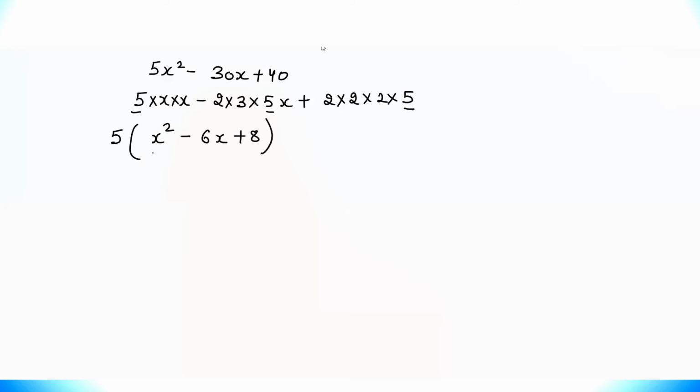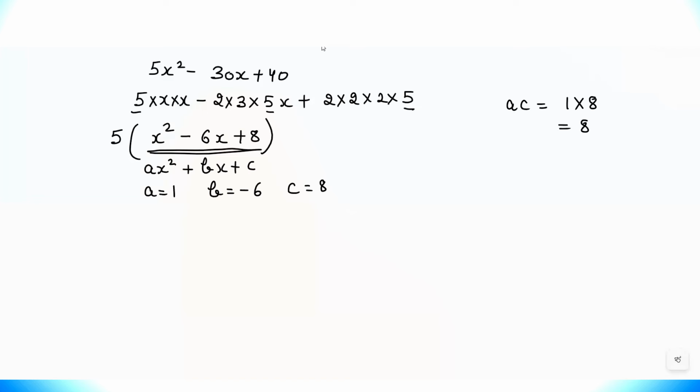Now we have to factorize the expression which is there between. So if I compare this equation with ax square plus bx plus c, the value of a is equal to 1, the value of b is equal to minus 6 and the value of c is equal to 8. So that means ac is equal to 1 into 8, which is equal to 8. I have to make the factors of 8. So 8 can be written as 8 into 1. It can be written as 4 into 2.